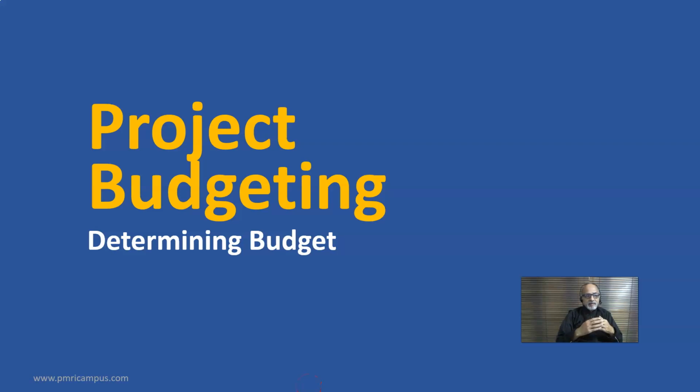Today, let us discuss project budgeting and how to arrive at a budget and what are the outputs of the budget. The key output of the budget is the project cost baseline. When we say cost baseline, that is the total budget of the project spread across a timeline.